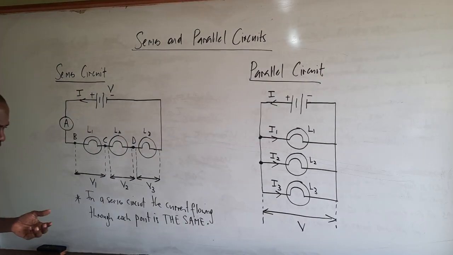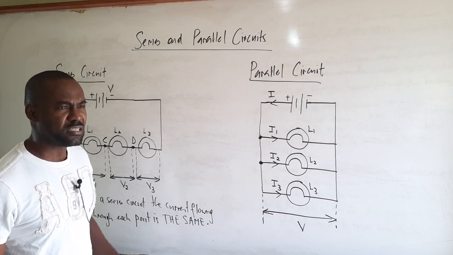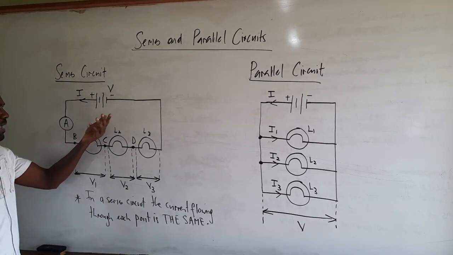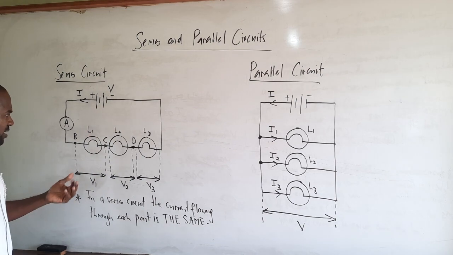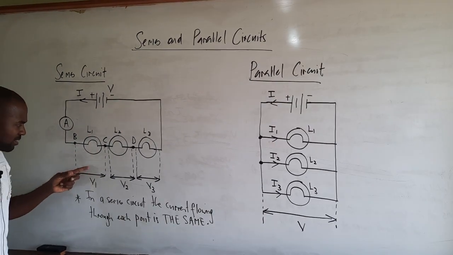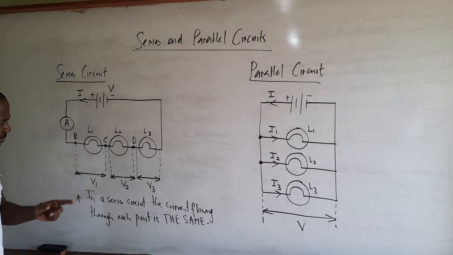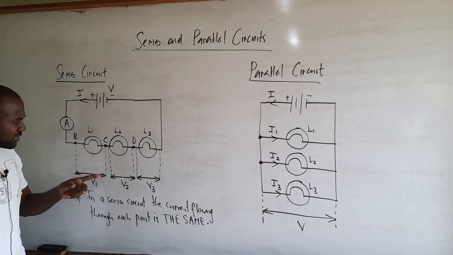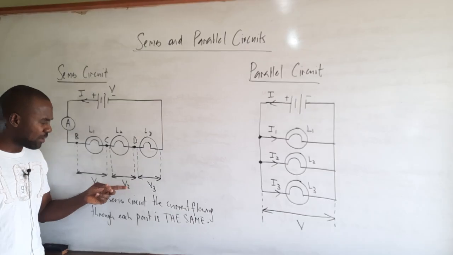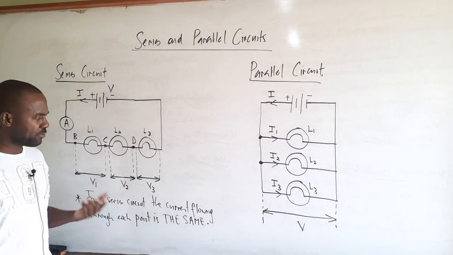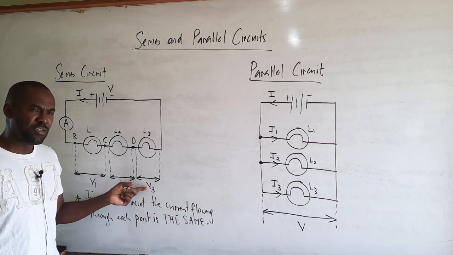We spoke about the current. Now let's talk about the potential difference across these devices. Let's say we have a battery supplying a voltage V. We have lamp L1, and the PD, or the potential difference, across lamp L1 is given as V1. We have lamp L2, with potential difference V2, and lamp L3, with potential difference V3.